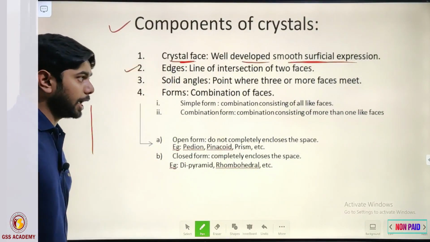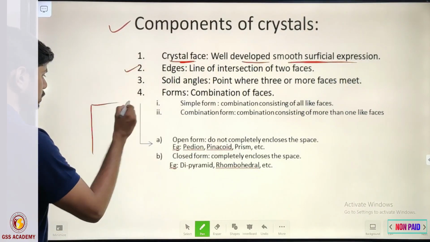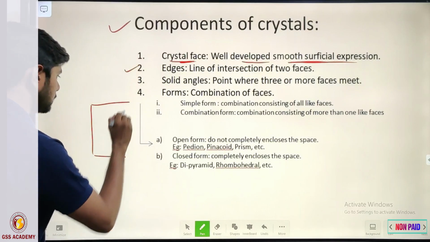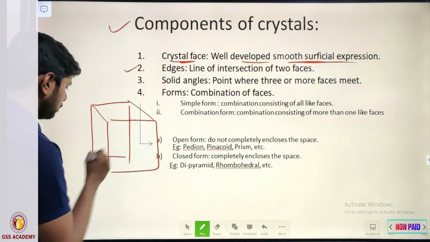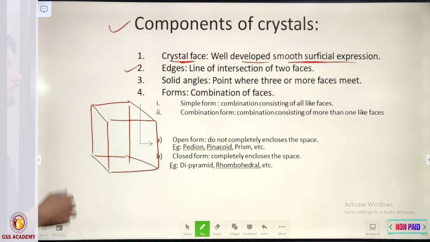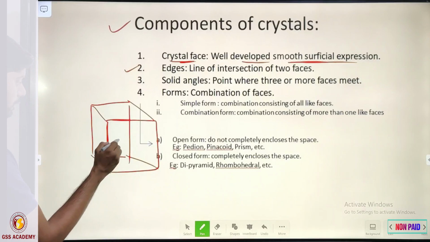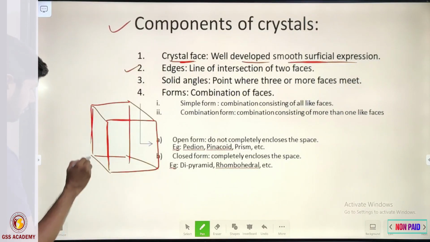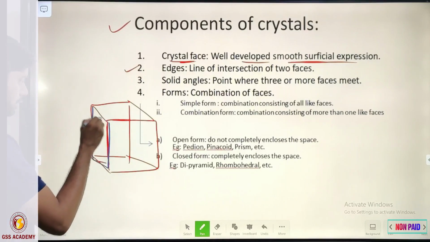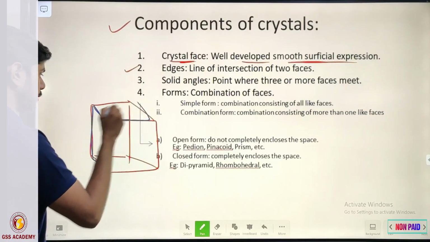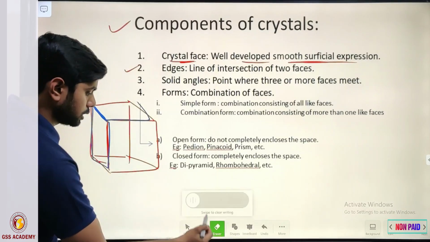The second one is the edge. What are the edges of crystals? If this is a 3D figure, the line which intersects two faces, or the line of intersection of two faces, is the edge. Let's assume this is the first face and this is the second face. Then this will be considered the edge of the crystal.